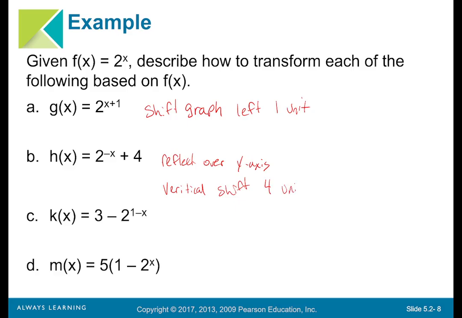Four units up. So it's a vertical shift and it's been reflected over the y-axis. Now let's look at the next one. There's a lot more going on here.